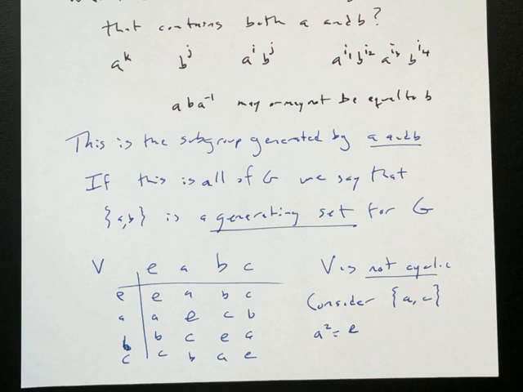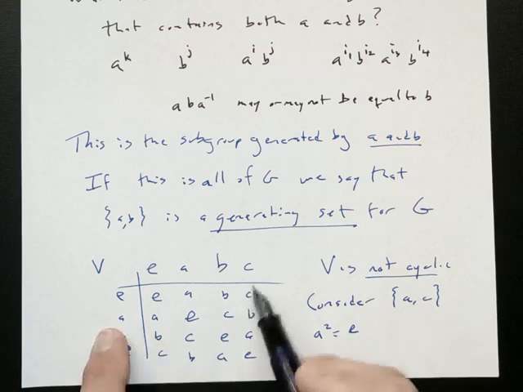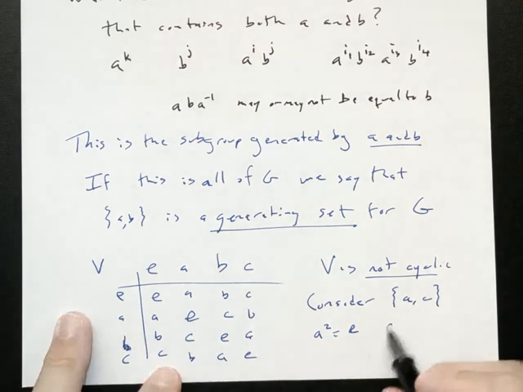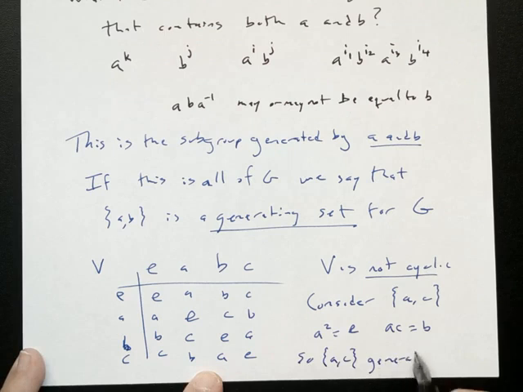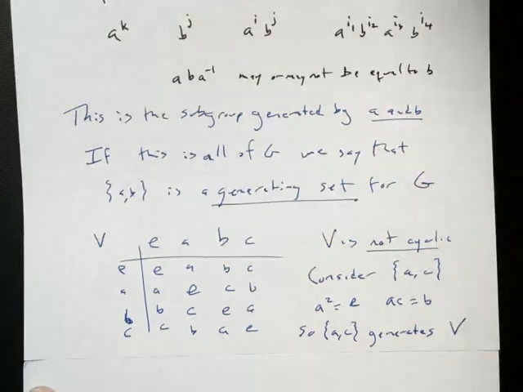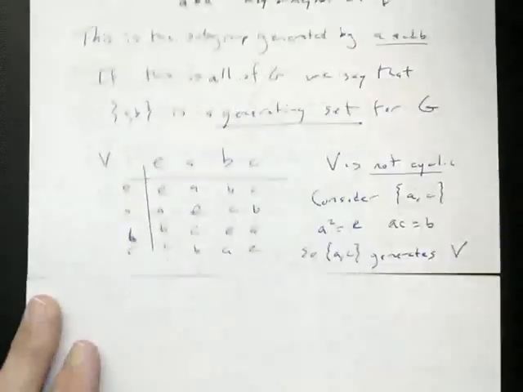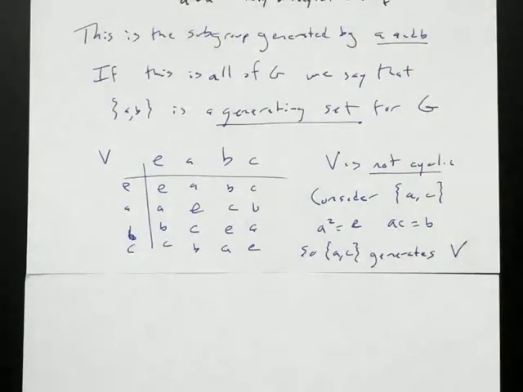I say C times B. Oh, B's not in here. A times C is B. So B is in the thing generated by this. Which means the Klein 4 group isn't itself generated by one thing, but it can be generated by two things. And it turns out it can be generated by any two non-identity elements.